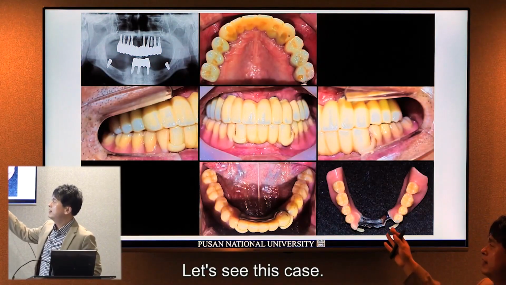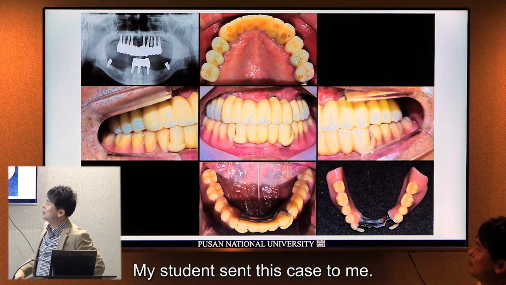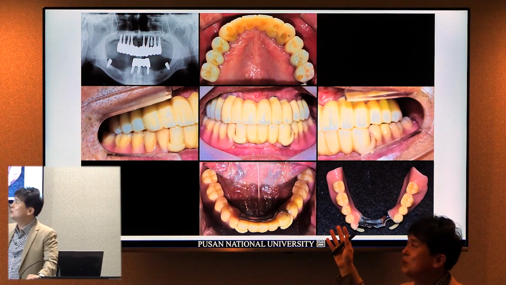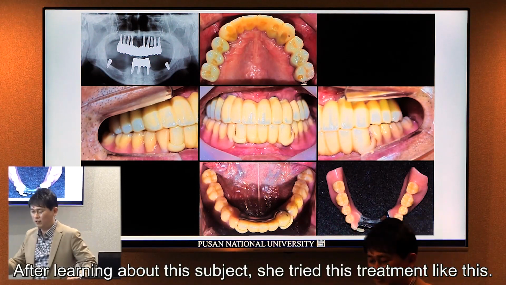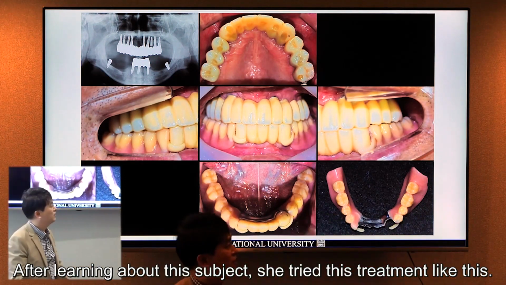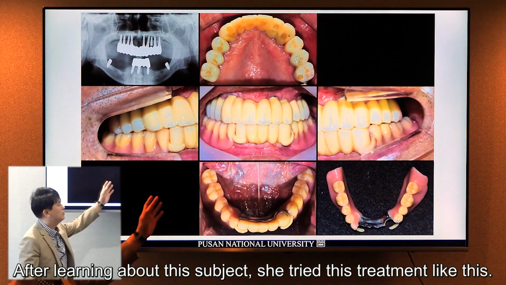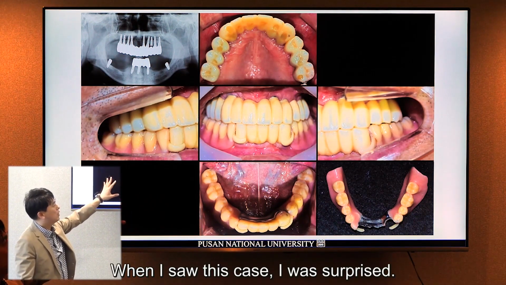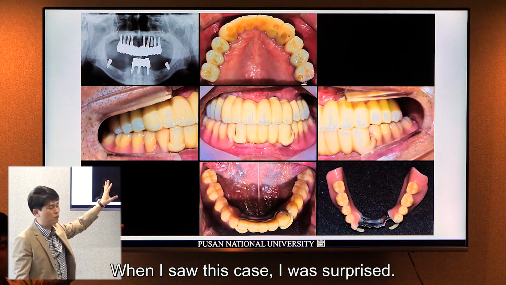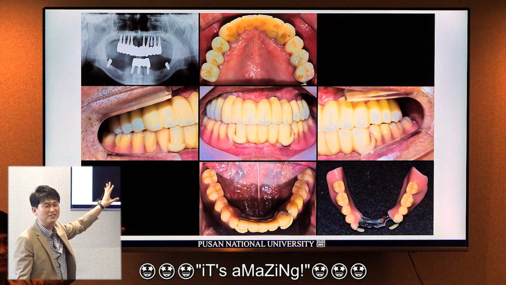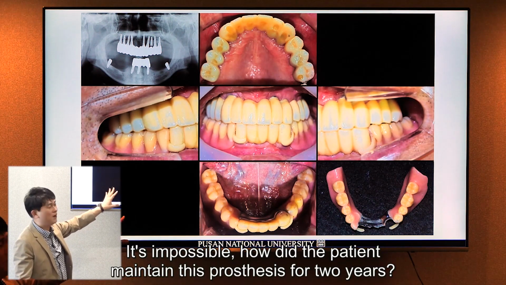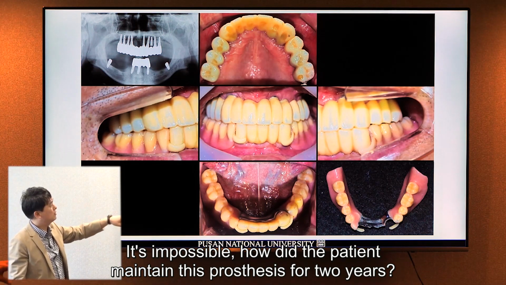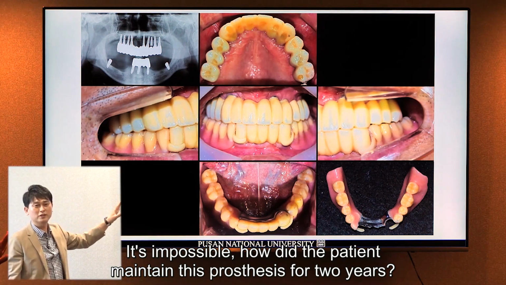Let's see the case. My student sent this case to me. After learning this subject, she tried this treatment, like this. When I saw this case, I was surprised. It was amazing. It's impossible how the patient can maintain these prostheses for 2 years.